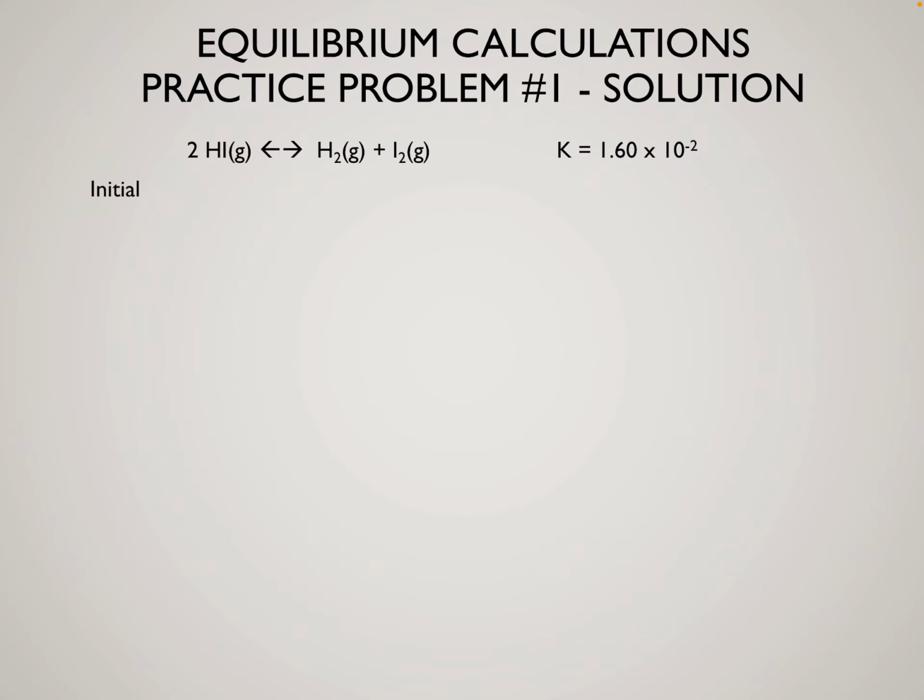First thing we need to do, make our ice table. So we have our initial concentrations, and then our change, right? Our change will be minus 2x, because again, we need to use that 2 here, and then plus x and plus x on the other side. We're going to have minuses for what's getting used up, pluses for what's being added. And then for our equilibrium, we're just going to add those straight down.